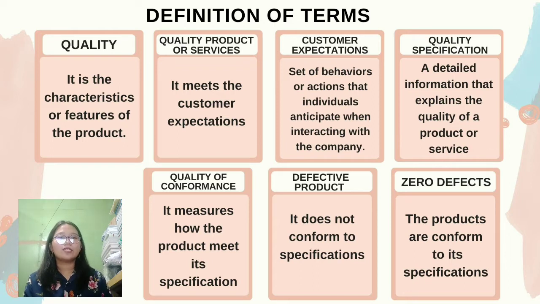Quality specification is detailed information that explains the quality of the product or the services. It is also the level of performance planned for a given quality attribute. Quality conformance measures how close the product meets its specification. Defective products are the products that do not conform to their specification, and defective products could harm the consumers. Zero defects means the product conforms to its specification, and it also has good quality.